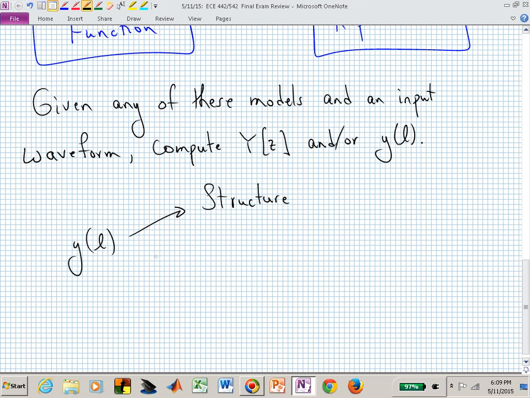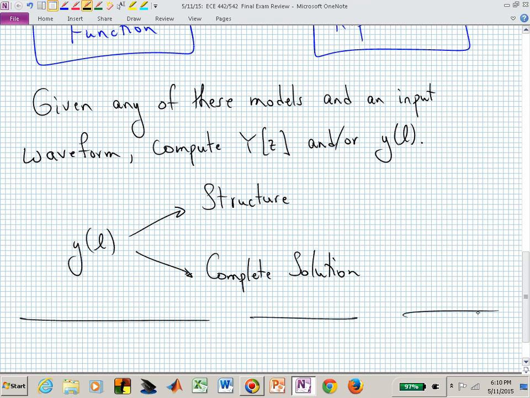Or I might say, go ahead and find the complete solution. Either of those are valid questions that could be presented to you on the final exam.